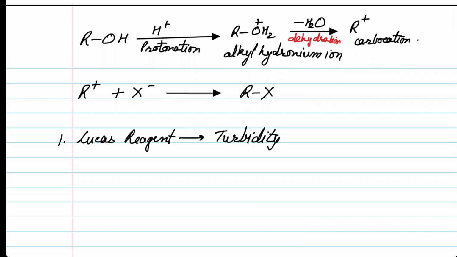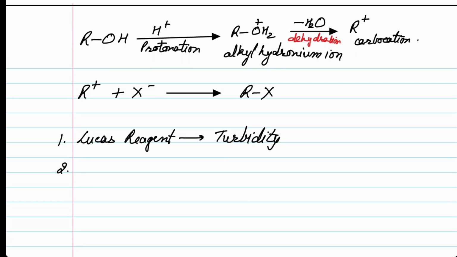Then, if we talk about the secondary alcohol, it does not give immediate turbidity. It takes 5 to 10 minutes to give the turbidity. On the other hand, if we talk about the normal primary alcohols, they do not react with Lucas reagent under the given conditions. So this particular reaction can be considered to be a test to distinguish between the primary, secondary, and tertiary alcohols. So we can use it as the Lucas test.